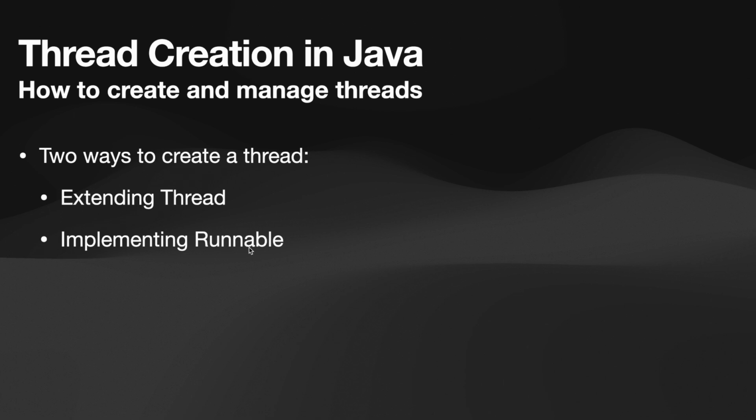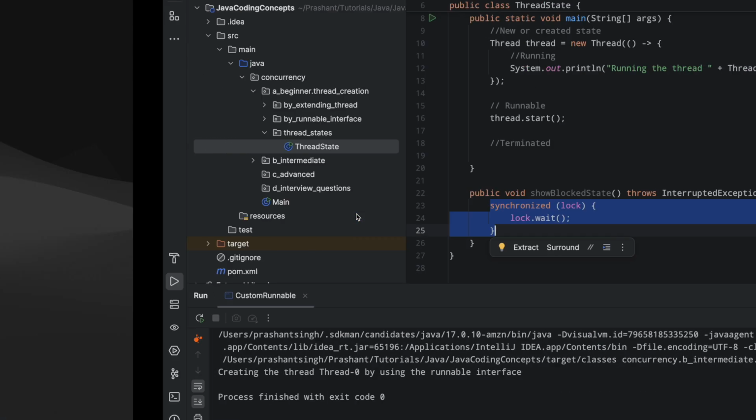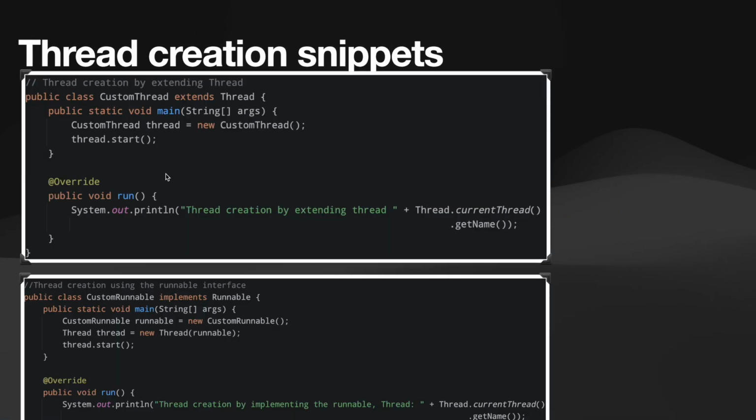In the implements Runnable approach, we will create one class, we will implement the Runnable interface, and we have to implement that run method. And whenever we create the thread, we will pass the Runnable object inside the Thread constructor, and we will call the start method. In that way we will be having thread execution using implements Runnable. So yeah, here are the ways we can do that.